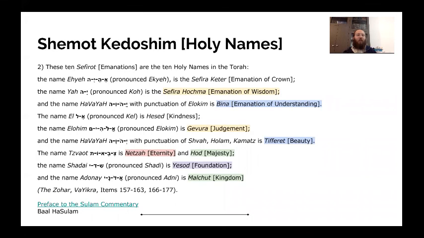El, of course, is also normally the one we use for God. El Al-Hamim, the God of mercy.